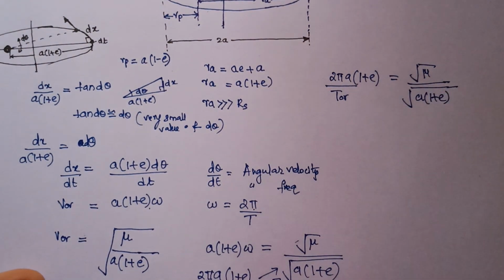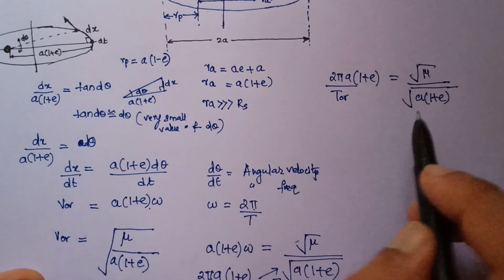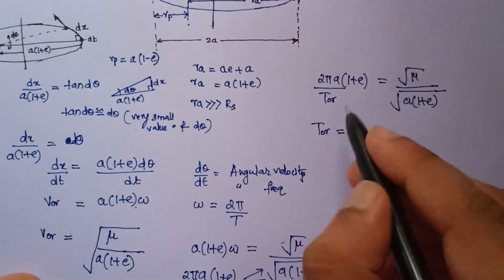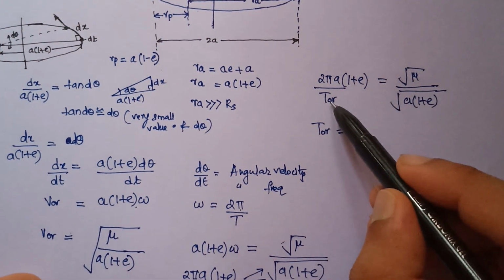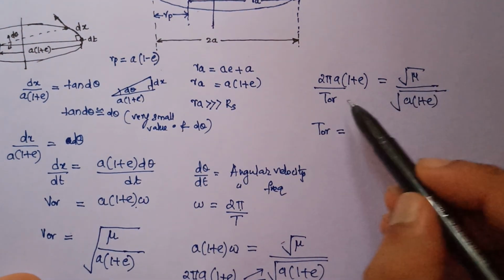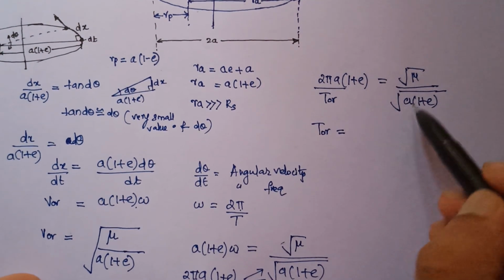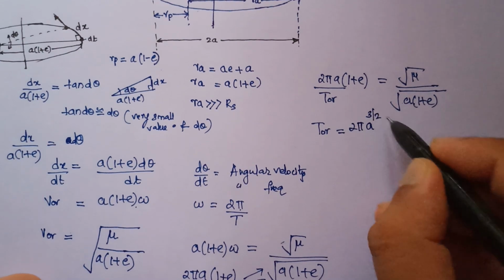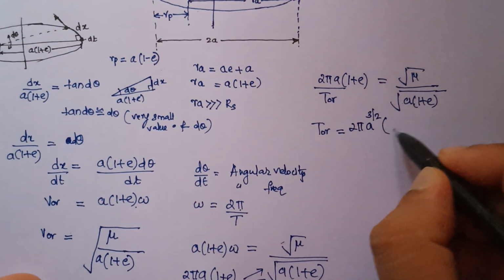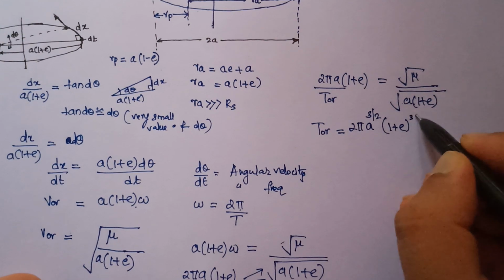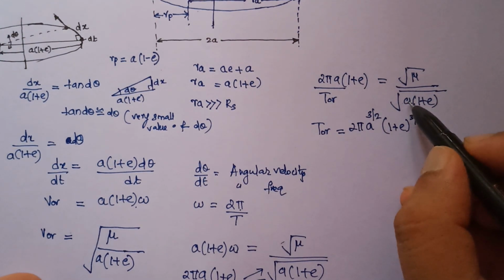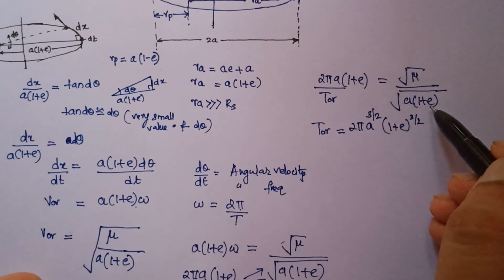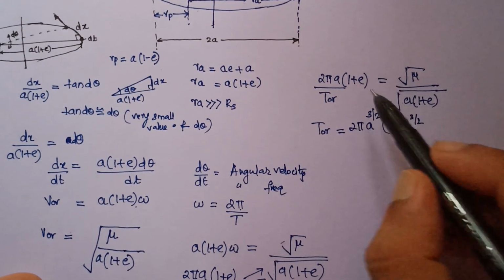Now you do the cross multiplication and other math. So T orbital: if I take T orbital this side, root mu should come here, and I'll take this other term here. You get 2 pi into a to the power of 3 by 2 into 1 plus e to the power of again 3 by 2, because root a is a to the half, into a is a to the 3 by 2. Root of 1 plus e is 1 plus e to the power of half, into 1 plus e.